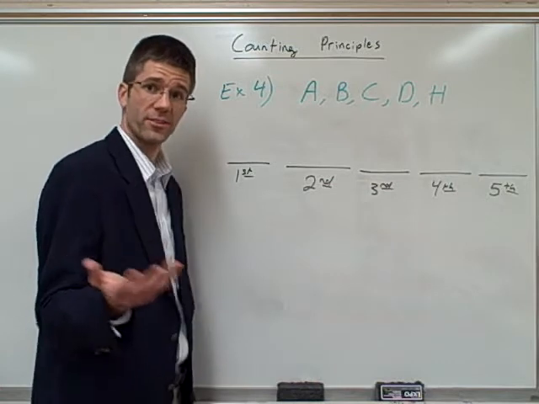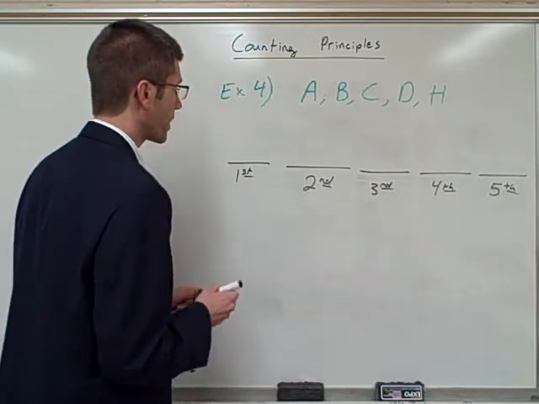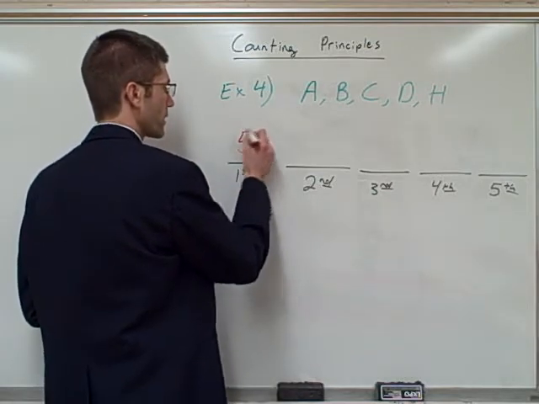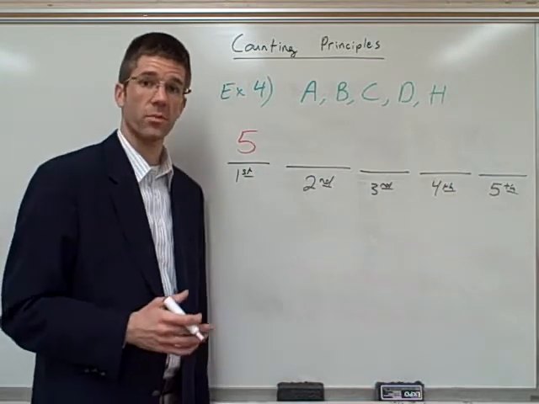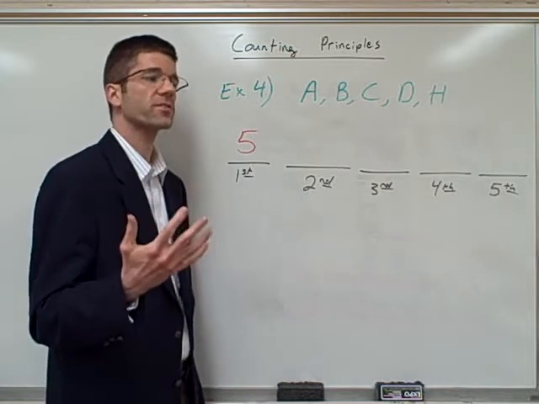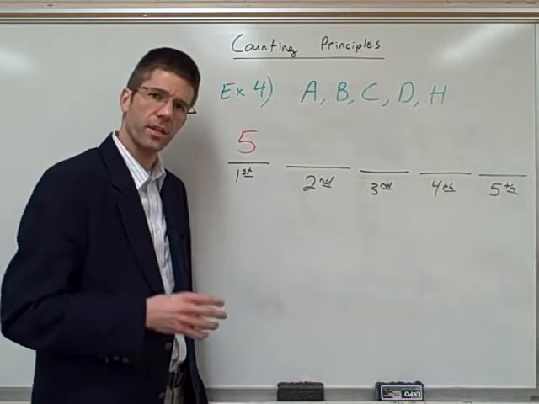How many people are in the race? There's 5 of them. So there are 5 different people that could be in first place. It doesn't matter who it is, but we just got a first place winner. So since we just got a first place winner, we now have to stop and ask ourselves and think, how many possible second place winners are there?